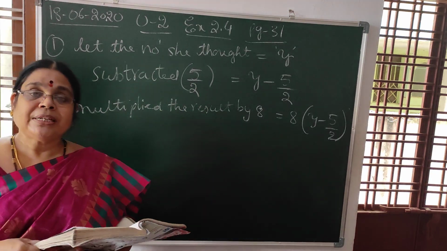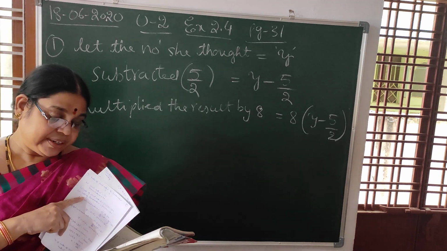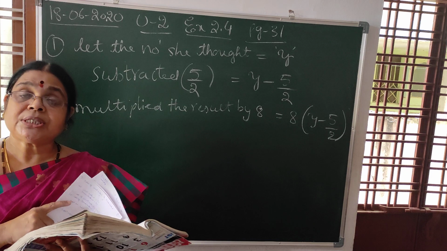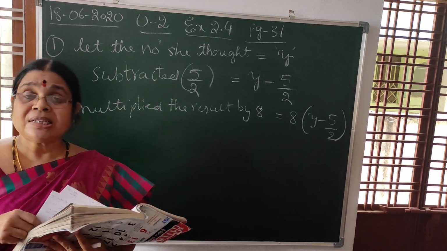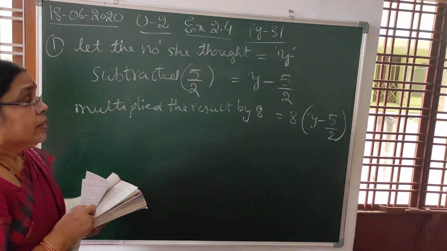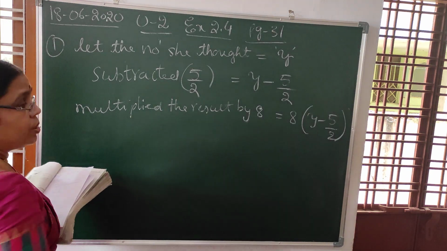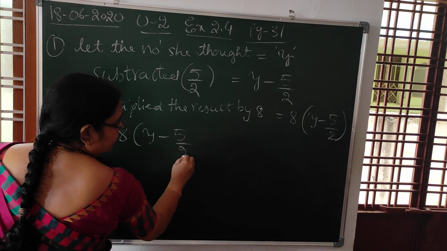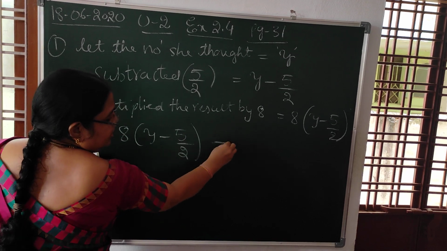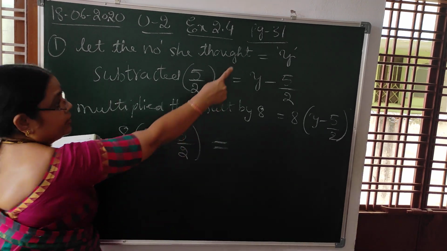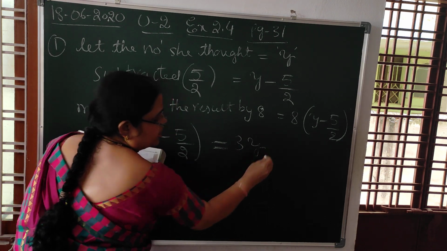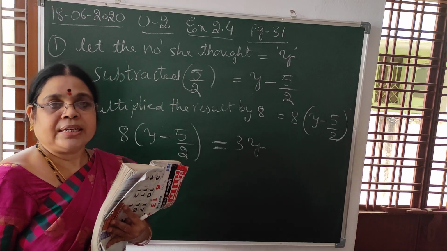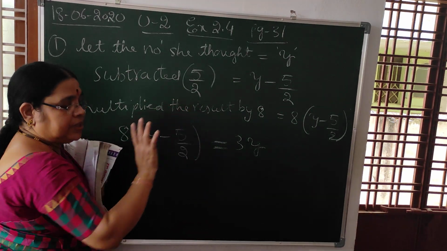Now you are going to frame the equation. How to frame? What is the given hint here? The result now obtained is 3 times the same number she thought. So what is the result she is going to get? 3 times the number she thought. So 8 of y minus 5 by 2 is equal to 3 times the number she thought. She thought y. 3 times the number is 3y. Okay, so this is the equation.